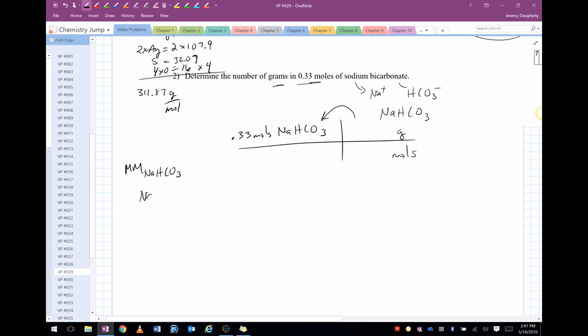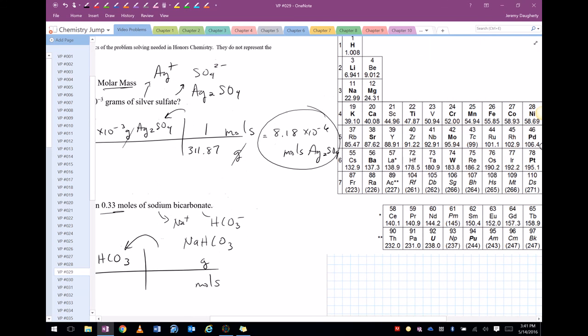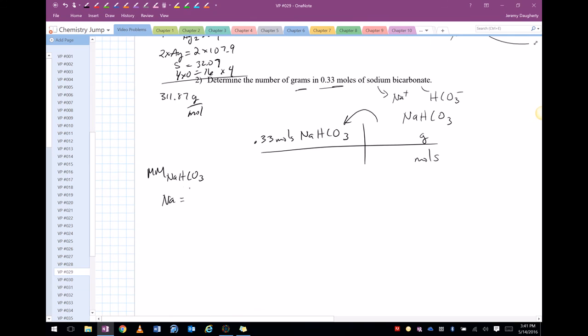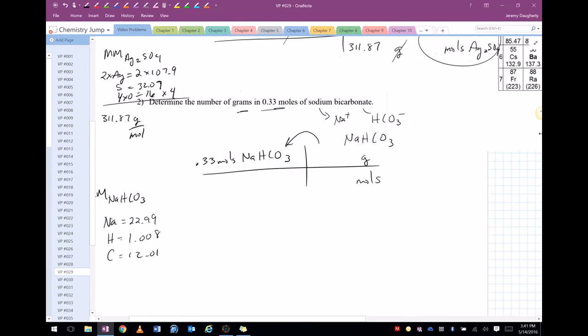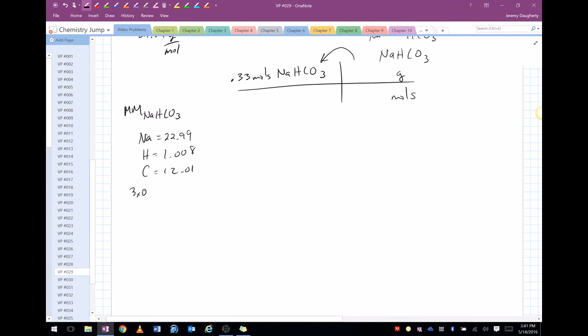So I've got 1 sodium, which is 22.99. I've got a hydrogen, which is 1.008. I've got a carbon, which is 12.01, I think. Yeah. And then I've got 3 oxygens, which is 16 times 3, and then I just got to add all those up. So let's see, I got 22.99 plus 1.008 plus 12.01 plus 3 times 16. So we get a molar mass of 84.